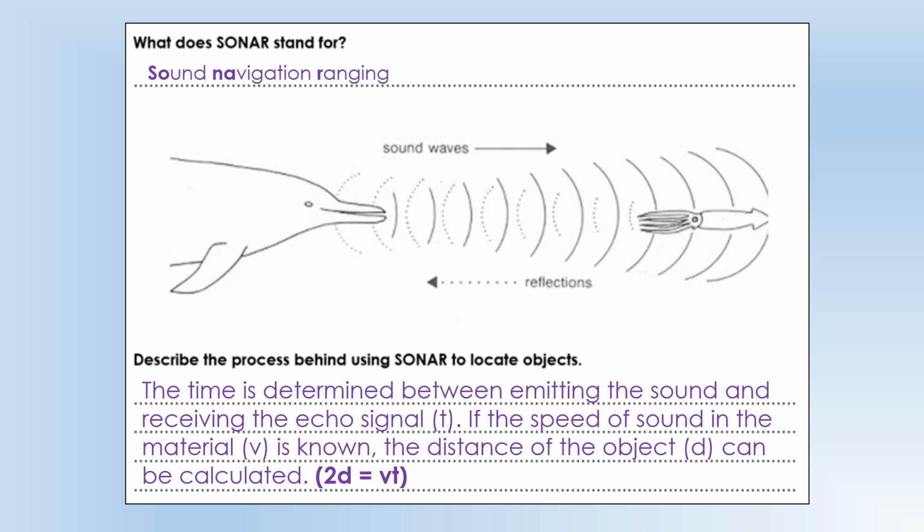Animals are obviously not measuring time, and they don't know what the speed of sound in water is, but their brains have learned to interpret what a signal means in terms of how far away that object is. But in submarines, this is exactly what's happening. They are measuring the time and using the speed of sound in that particular material, and they use that to find the distance. So that's how sonar in submarines and animals kind of works.